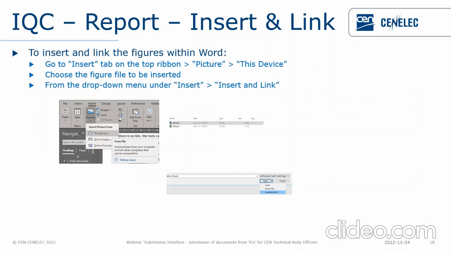So in the previous slide, it was mentioned that the figure was not linked properly, and here is how it should be linked properly. Within your Word document, when you go to the Insert tab, you select the picture, choose your device, and select the folder where your figures are. Once you have selected your figure, click on the arrow next to Insert and select Insert and Link.